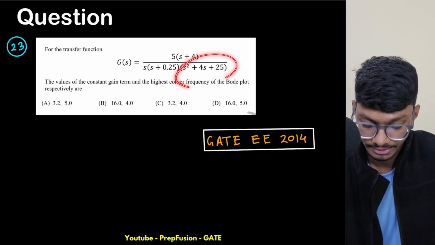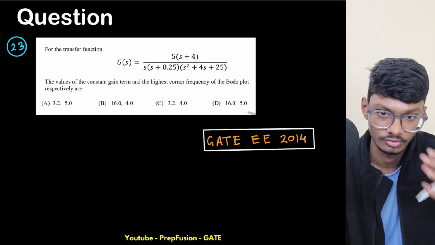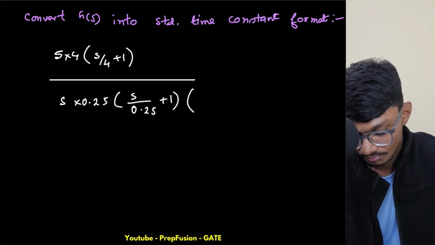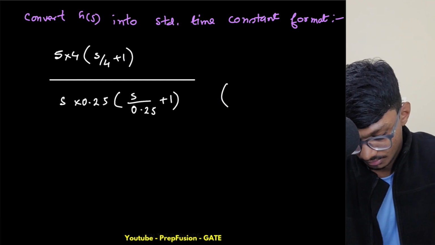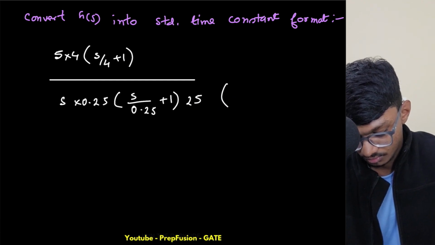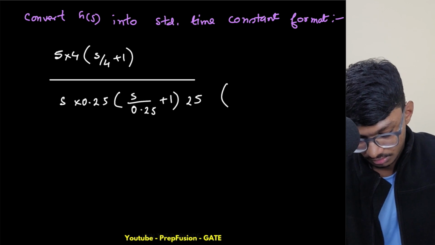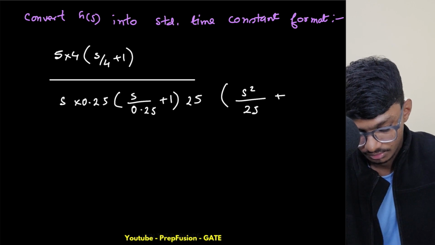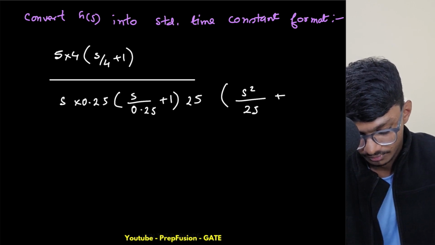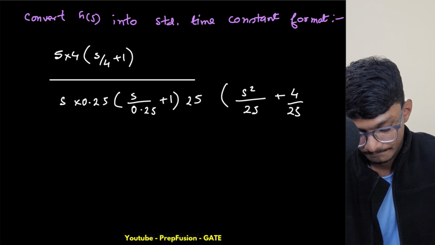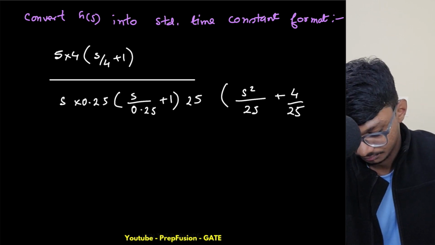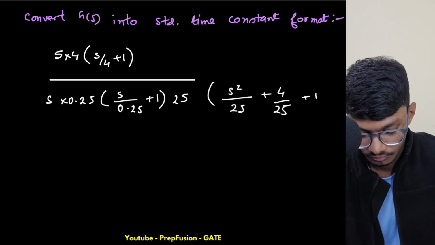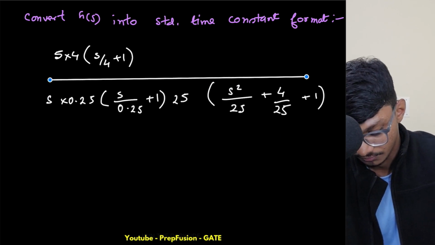Now what do we do? Here we take omega n square common. If you remember, we normally say omega n square. So we'll take 25 common, and this will be s square divided by 25 plus 4 s by 25, and this will be 1. This is how we convert it, if you remember correctly.